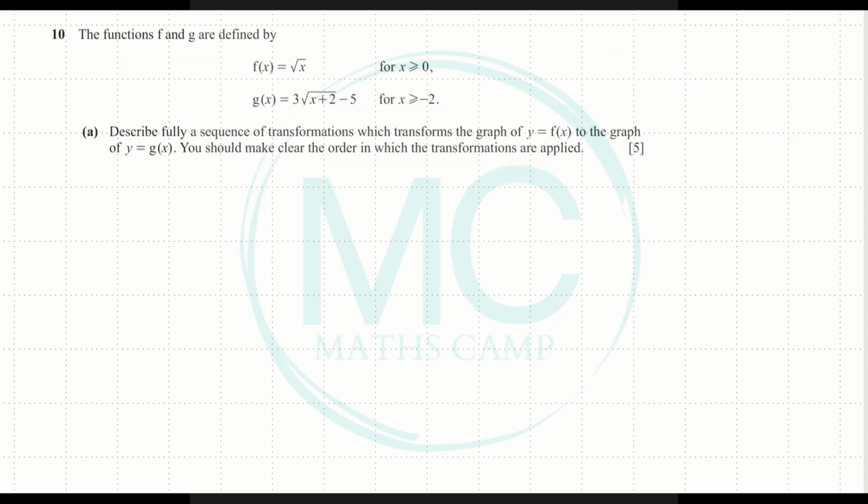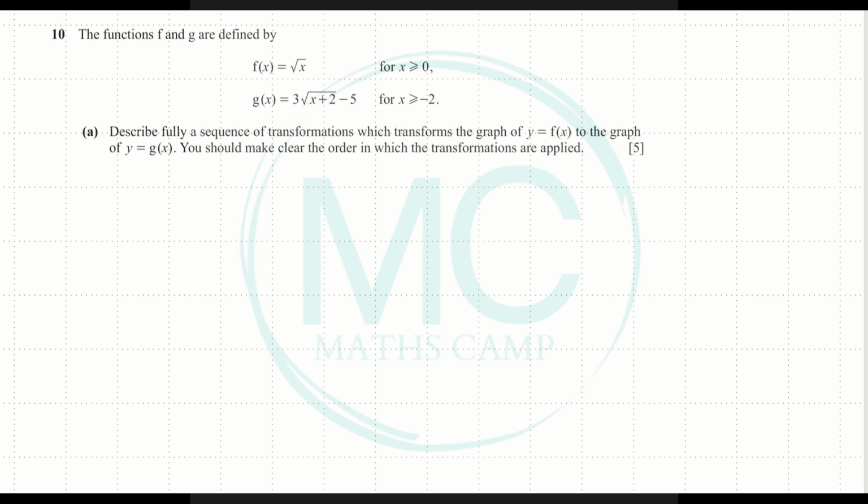The functions of f and g are defined by f of x is equal to root x and g of x is equal to 3 root x plus 2 minus 5. Describe fully a sequence of transformations which transform the graph of y is equal to f of x to the graph of y is equal to g of x. Should make clear the order in which the transformations are applied.